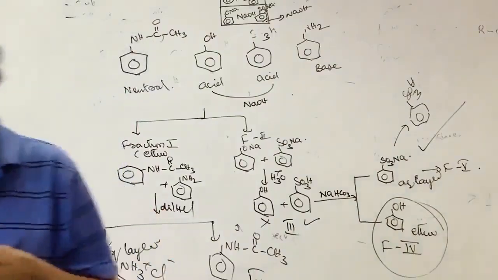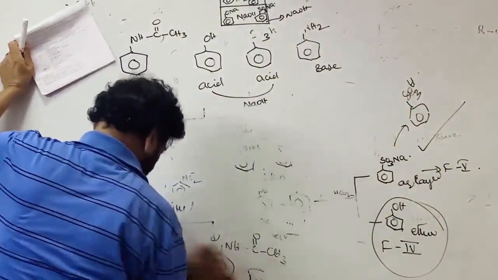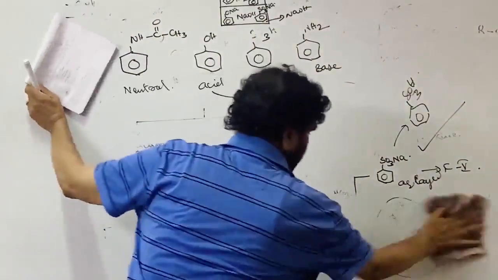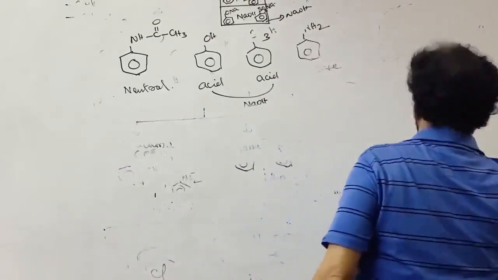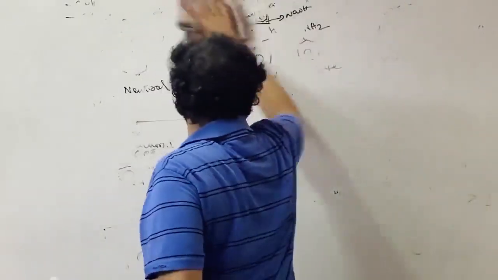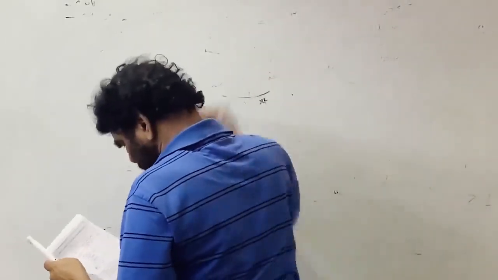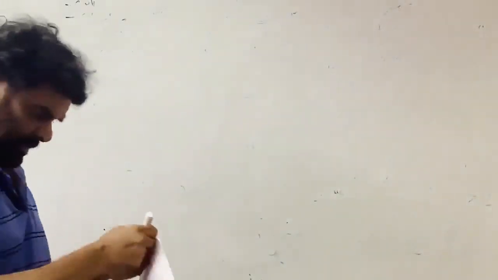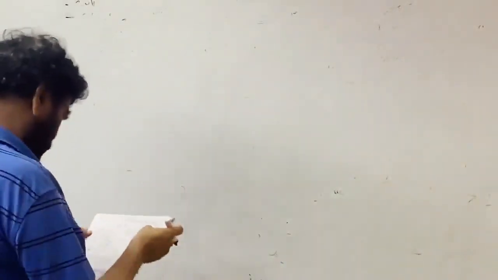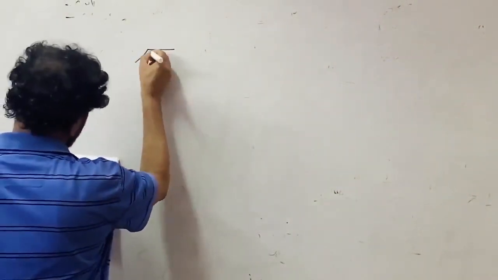Now a scheme is given. Let us complete the scheme of reactions without seeing the answers. The 38th question is a passage. Here is the given passage. So first, this is the compound.